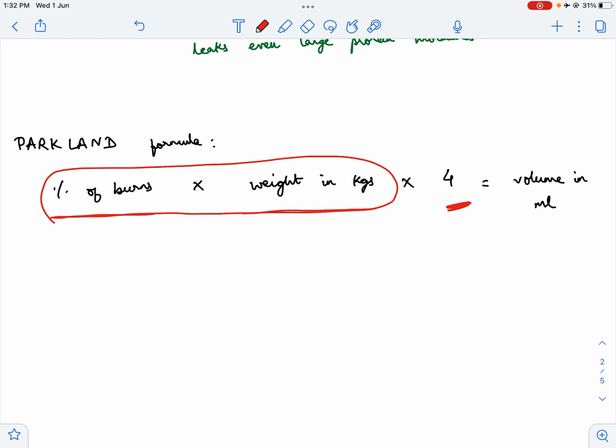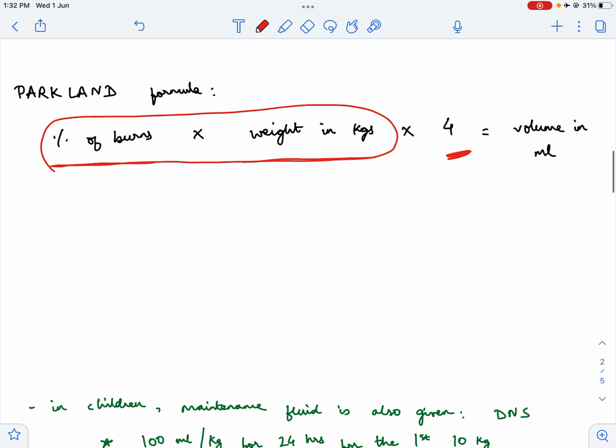So let us say the patient has suffered 50% of burns. And let us say his weight is 100 kgs, into 4. So this makes it 20,000 ml has to be given. Now this 20,000 ml is divided into two halves. This 20,000 ml is over 24 hours. Let me mention this over here.